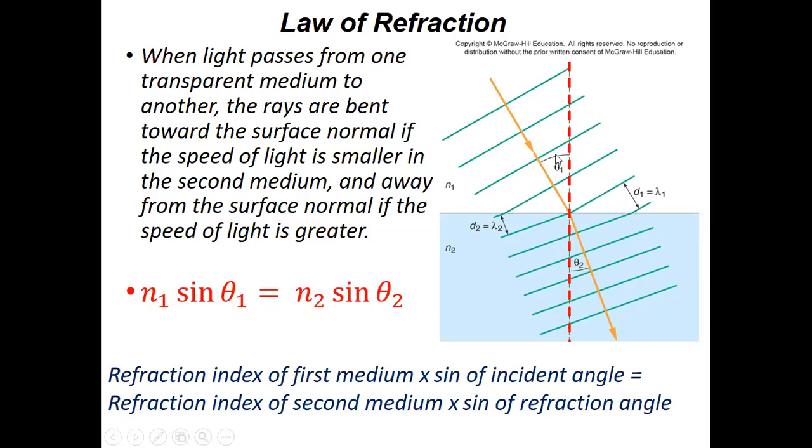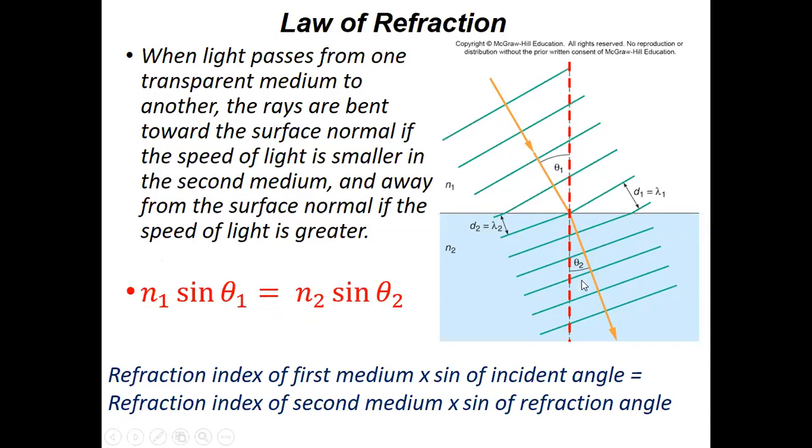Again, you are measuring the incident angle from the normal. So here's the normal, and you measure the angle to the incident beam, like this one. So this angle is theta 1. Remember, you are not measuring from the surface, you are measuring the angle from the normal.